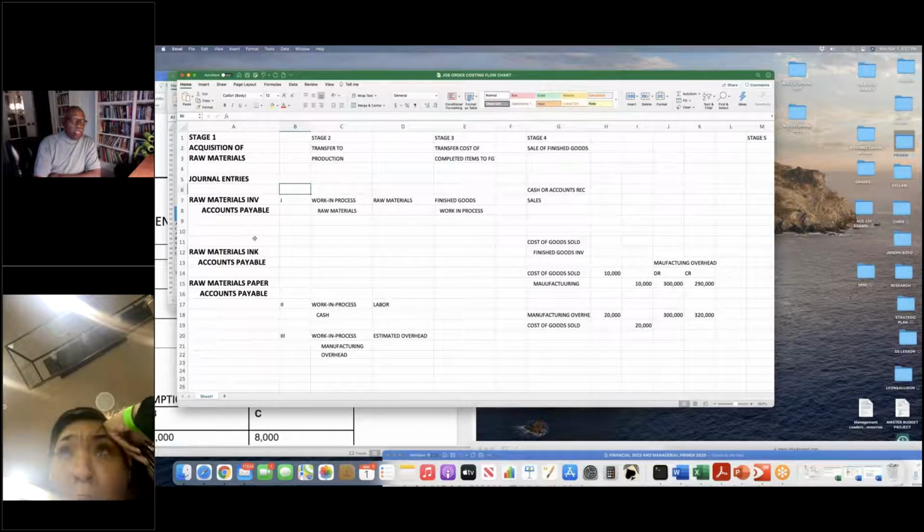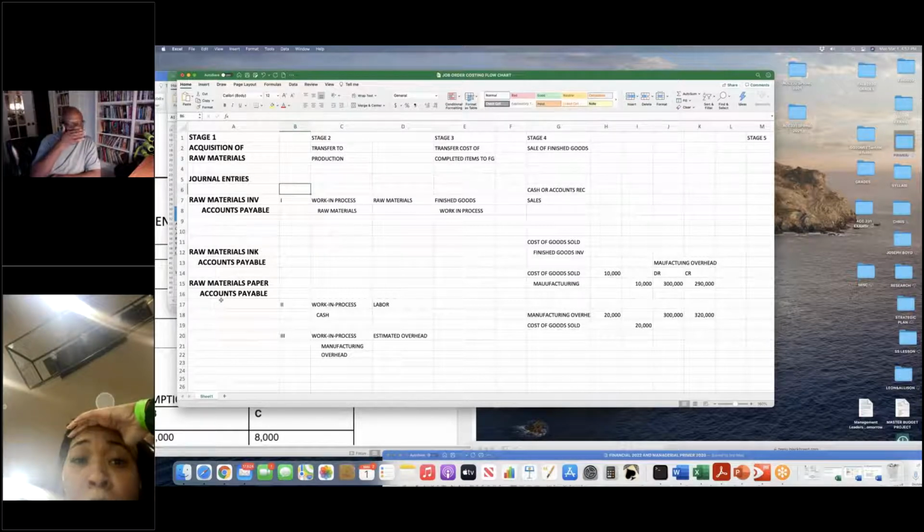So in your in-class problem, which we will be doing next time, you're going to debit raw materials, ink, and credit accounts payable. So we're working with those same two things, our book and the ink and paper. So the first thing you do, you buy the ink and you buy the paper. So this is stage one, the acquisition stage.